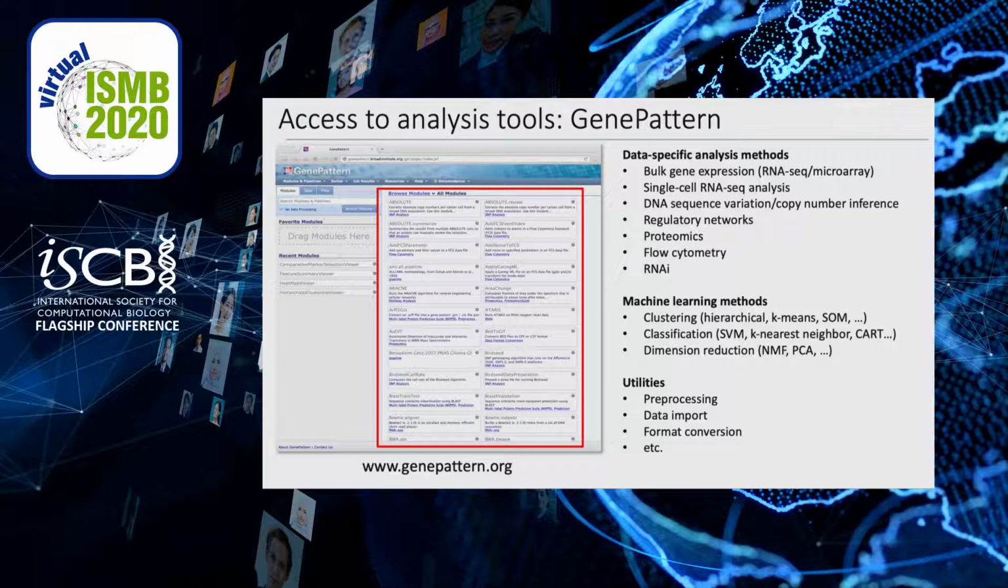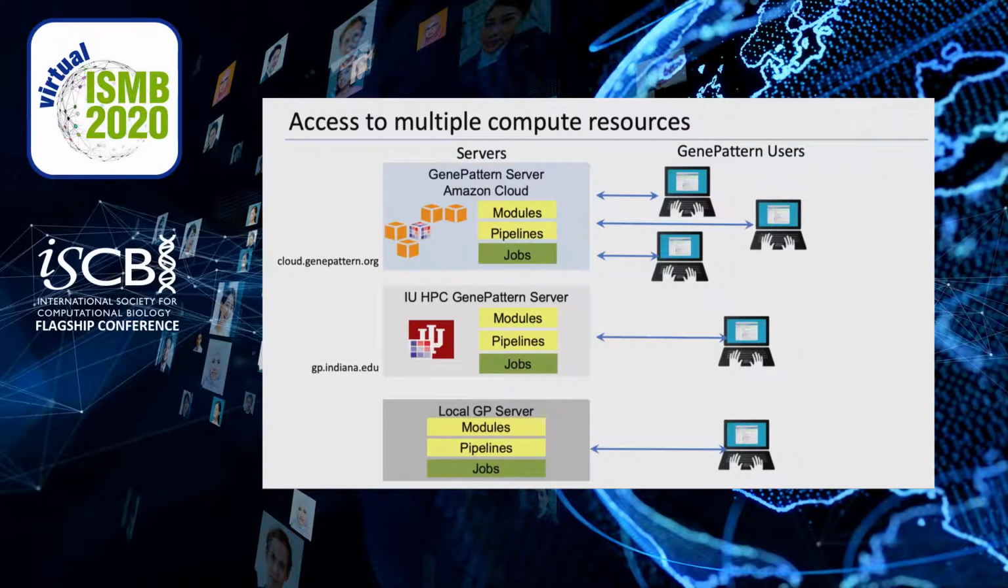GenePattern hosts hundreds of analyses, which we add to frequently based on our scientific collaborations and user requests, providing a considerable cross-section of platform-specific methods as well as general machine learning approaches. There are also other dedicated GenePattern servers that provide access to high-performance compute resources to run especially resource-intensive algorithms. You can connect to any number of GenePattern servers from within a GenePattern notebook, combining the unique strengths of all of the publicly available resources in the GenePattern ecosystem.